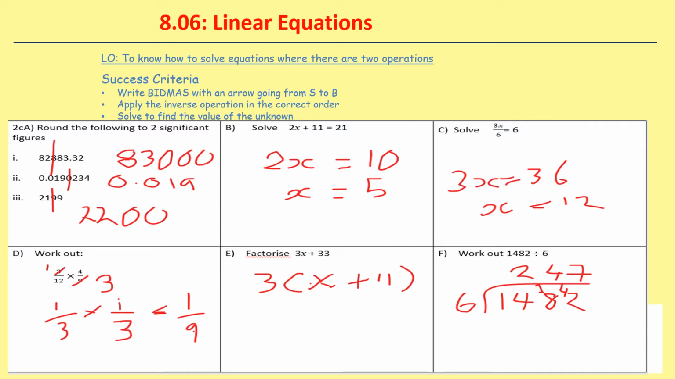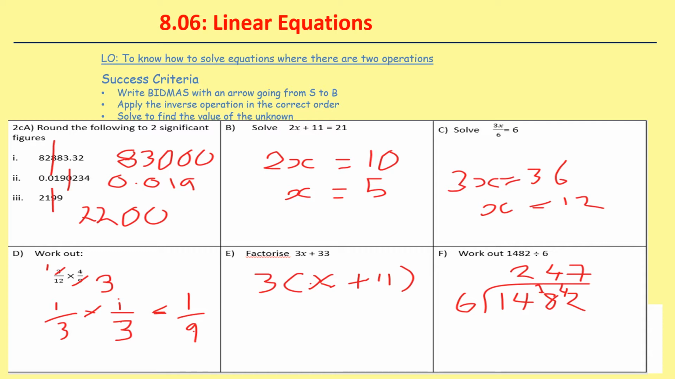Solve 2x plus 11 equals 21. Well, if we take away 11 from 21 we get 2x equals 10, and we divide by 2 we get x equals 5. Solve 3x over 6 equals 6. Well, we need to multiply by 6, so 3x equals 36, and then we need to divide by 3, so x equals 12. Work out 2 over 12 times 4 over 9, and the answer is 1 over 9.